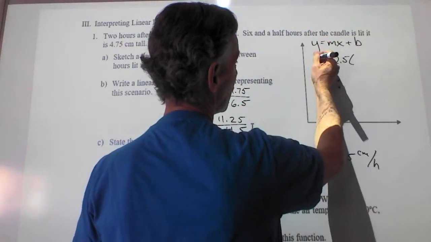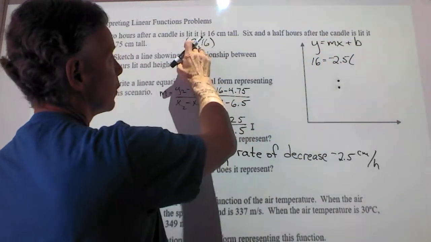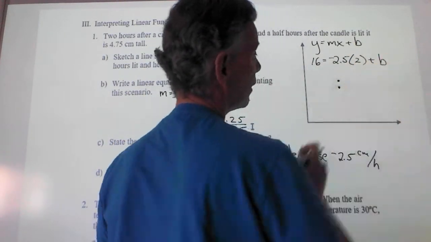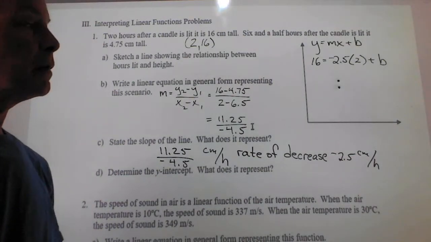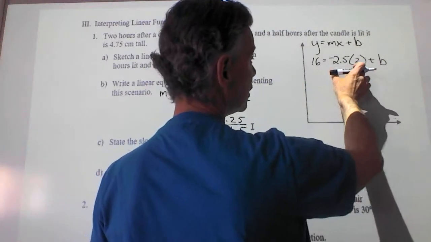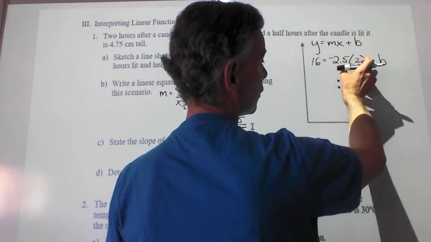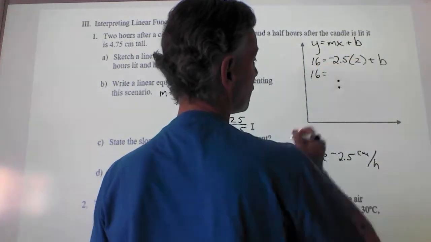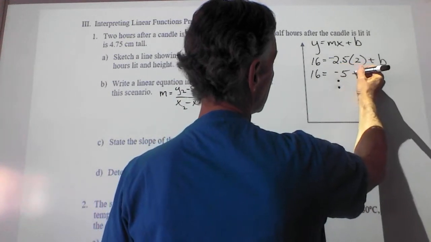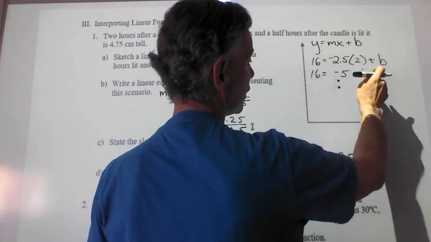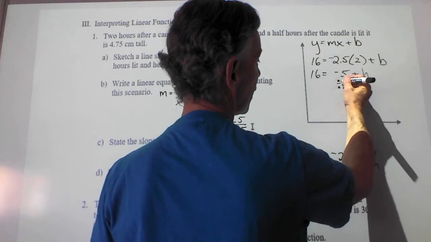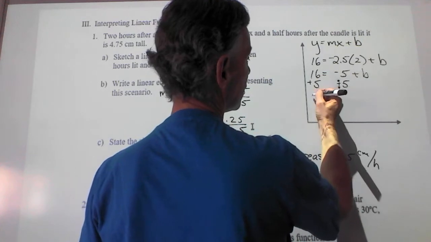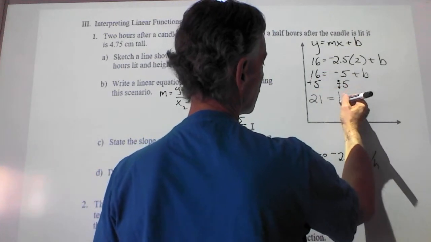So where we see y, we'll plug in 16. Where we see x, we'll plug in 2. And then we only have one unknown, the y-intercept. So we can simplify our equation, and that will give us the y-intercept. So let's simplify. 16 equals negative 2.5 times 2, which is negative 5, plus b. To isolate b, we simply add 5 to both sides, and we get 21 equals b.